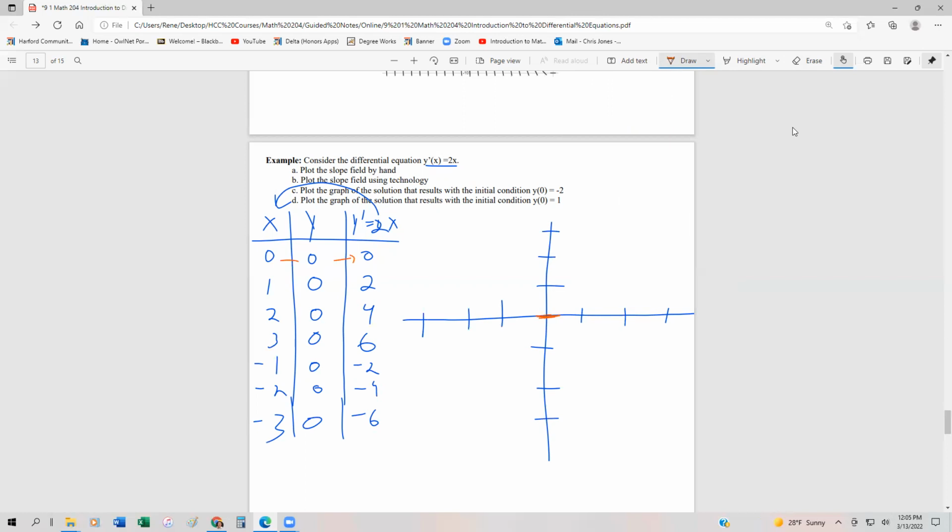All right. So right here, the slope is 0. At the point 1, 0, the slope is 2. All right. So I have like this positive slope. That's not too steep, but not flat. At the point 2, 0, the slope is going to be 4. Okay, so that's going to be a little bit steeper. All right, and then at 3, 0, the slope is 6. So it's starting to get to the point where it's almost vertical at that point.